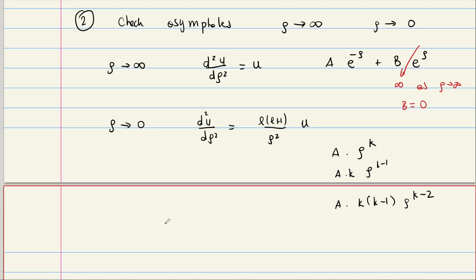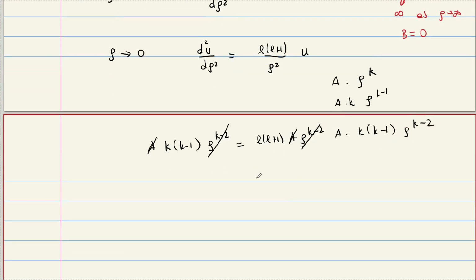Plug in, so I have k minus 1, a rho to the k minus 2, this is that side, is equal to L plus 1 a rho to the k divided by rho squared minus 2. So this one cancels, the a's cancel. So there are two possibilities. Either k is equal to L, right? Then, right, so this k is equal to L, k minus 1 is equal to, how did I do that?